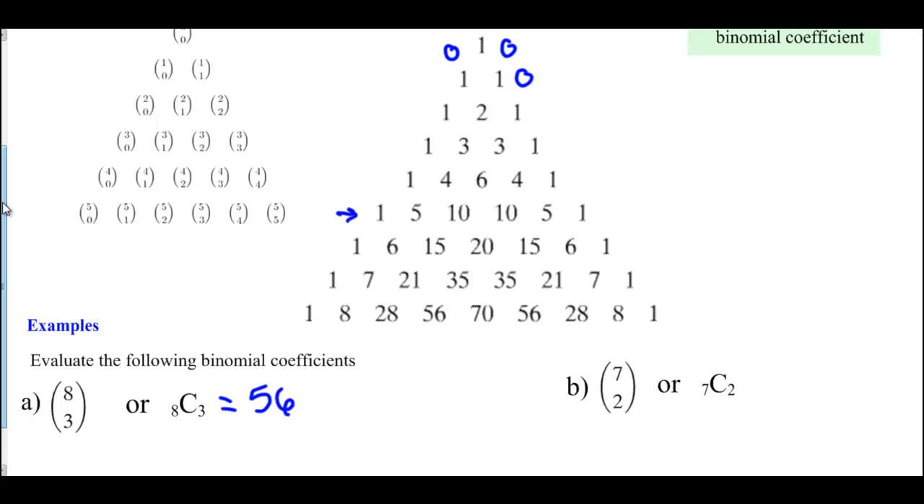All right, so using the triangle, we've got the top number will be the 0, 1, 2, 3, 4, 5, 6, 7. So we're going to be in this row. And then going across, we're going to have 7 choose 0, 7 choose 1, 7 choose 2. So it's going to be this guy right here.